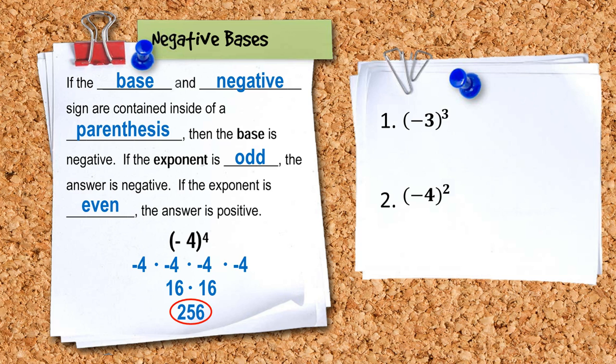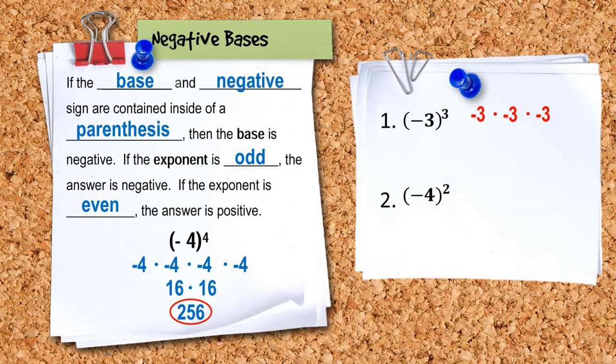Let's try another example together. Negative 3 to the third power. Well, my base is negative 3 because that negative and the value 3 are all together in that set of parentheses. That is my base. That is my fishbowl. So I'm going to take negative 3 times itself 3 times.